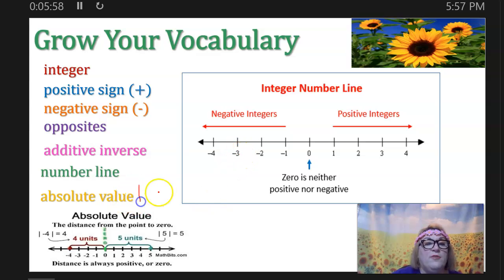The symbol for absolute value is 2 lines with the number in the middle. So if I were going to ask you what is the absolute value of negative 3, I would write it that way, and then you would just answer it as a 3.